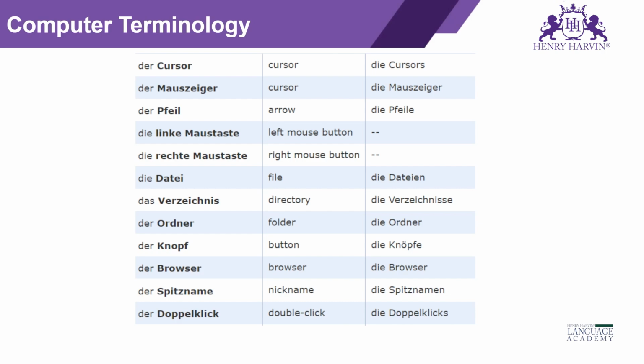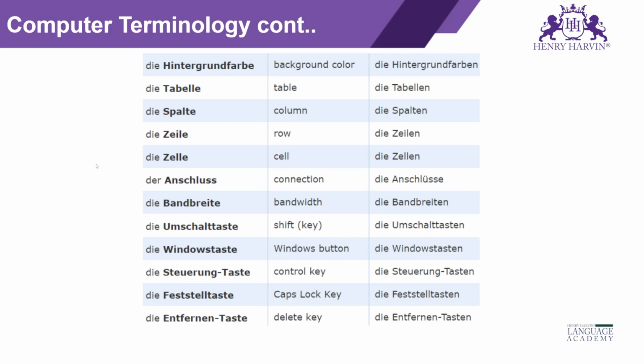Left mouse button, that is linke Maustaste. And right is rechte Maustaste. File as Datei. Directory as Verzeichnis. Folder, Ordner. Button as Knopf. Browser as browser. Nickname as Spitzname. Double click, Doppelklick. Backup copy, Sicherheitskopie. Background color as Hintergrundfarbe. Table, Tabelle.